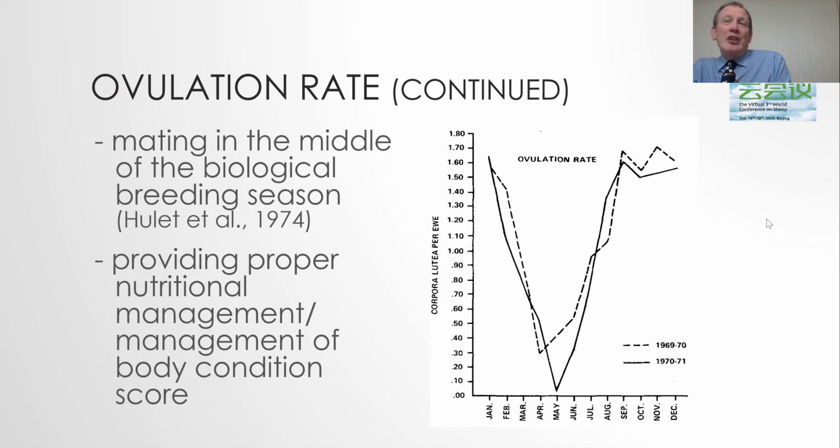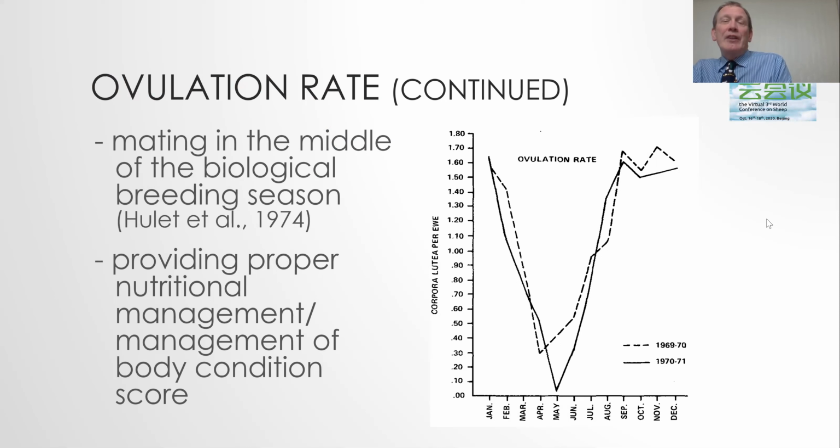So one of the management strategies that we have is simply don't turn in your fertile rams for mating at the onset of the cyclicity of the ewe. Let those ewes go through a couple of estrus cycles to take advantage of that natural increase in average ovulation rate of ewes as they progress into the midpoint of their biological breeding season.